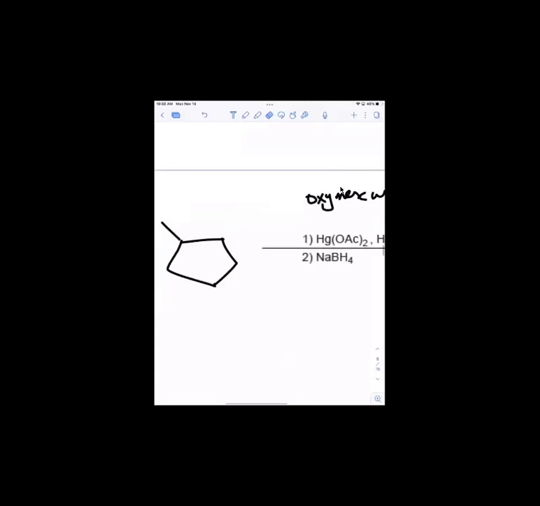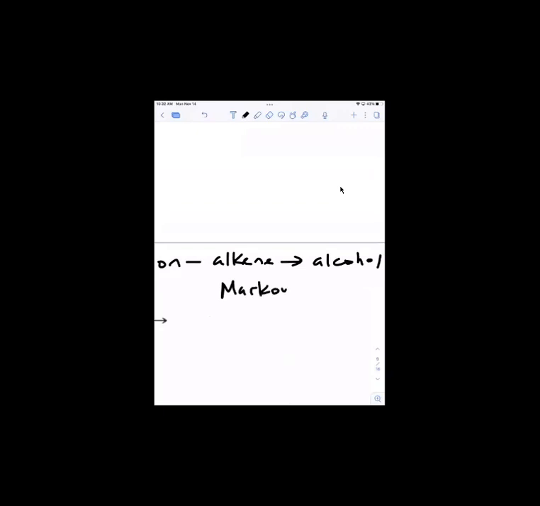All right, this is oxymercuration. So oxymercuration and hydroboration go together because this is an alcohol synthesis method. So you're taking an alkene to an alcohol. And you do it with Markovnikov regiochemistry. All right, so let me explain that.